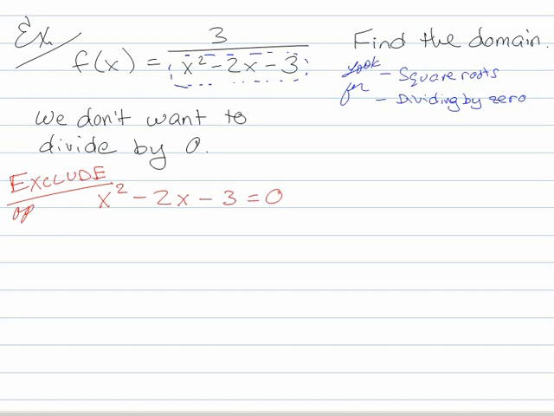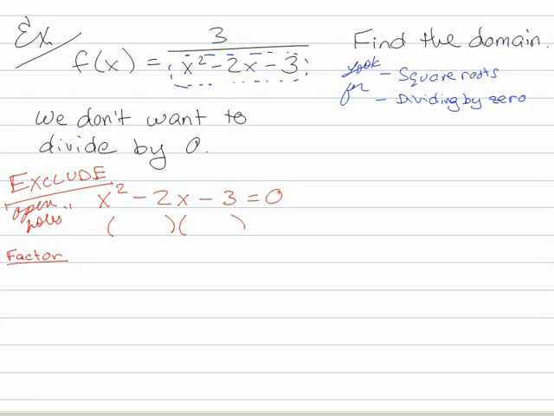So exclude. These are the open holes. If you're thinking about your number line, we want to exclude those points. Okay? So how do we solve this? Now, we did a whole chapter on it. Do you remember how we do this? Solving this problem by, it's an F word, by factoring.